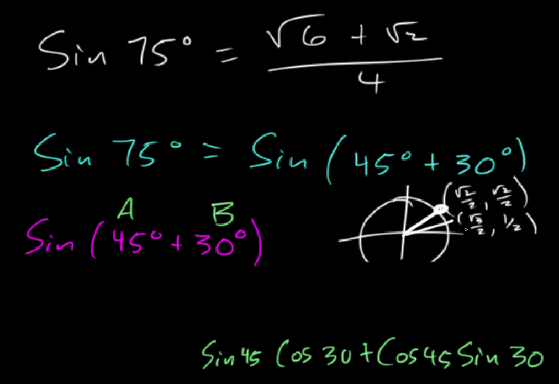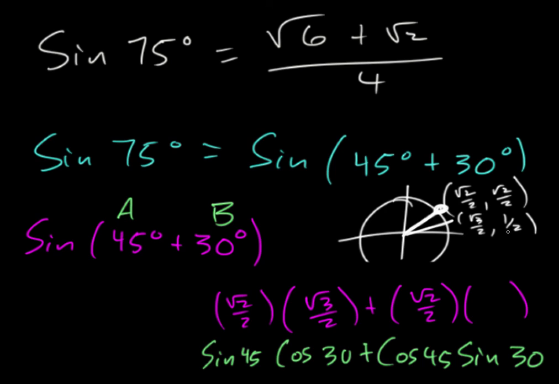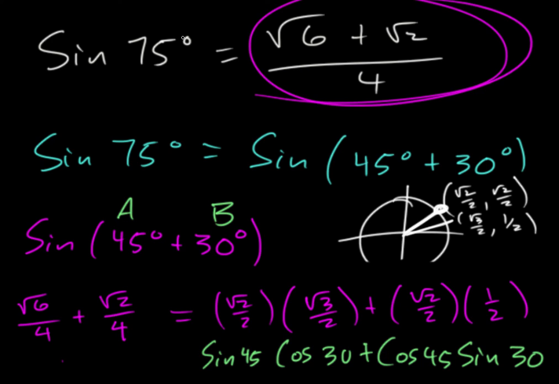So sine 45 is the y value, so it's square root of 2 over 2. Cosine 30, that's the x value, so square root of 3 halves. Cosine 45, square root of 2 over 2. Sine 30 is the y value, so 1 half. Alright, if we multiply these together, this one's going to be square root of 6 over 4, and this is going to be square root of 2 over 4. And if we just add those together, we can put them both over 4, and then it becomes this.